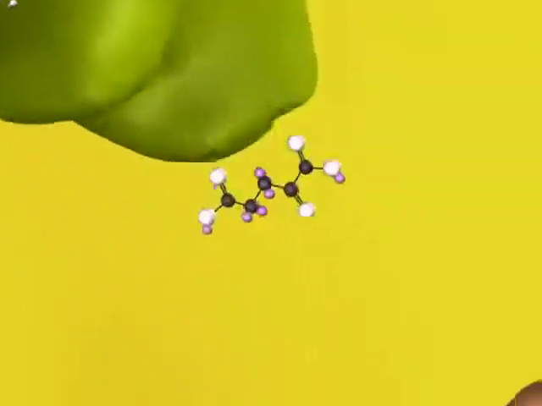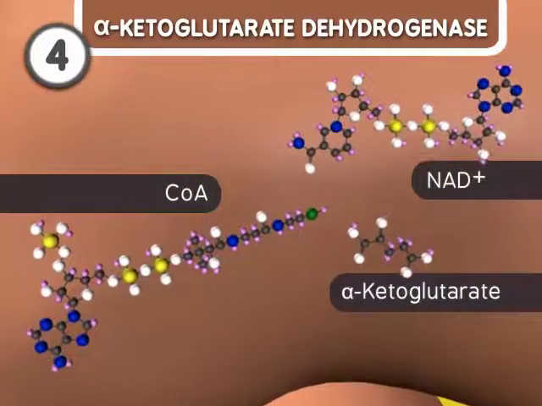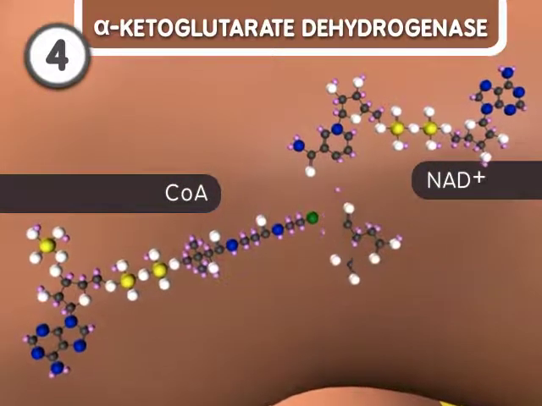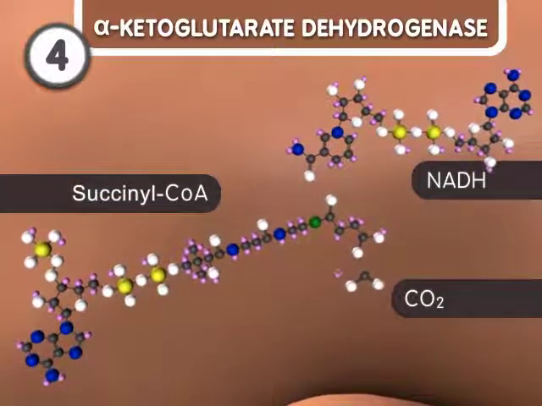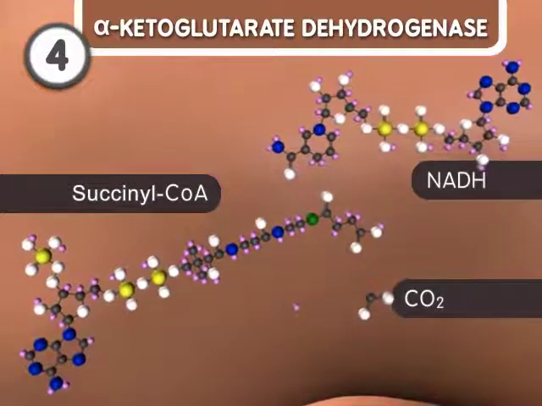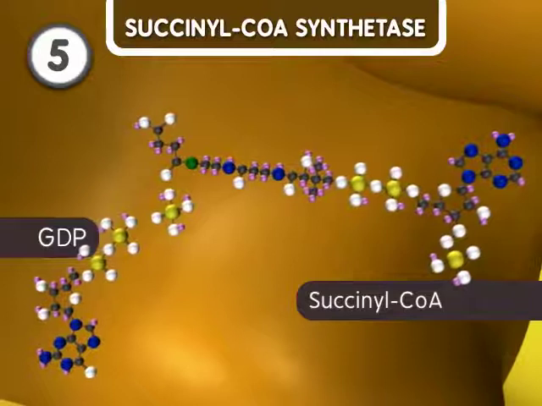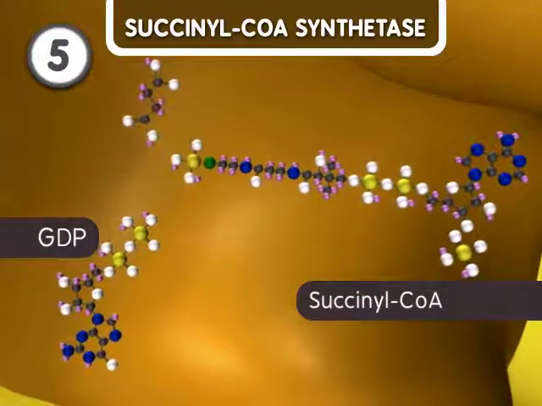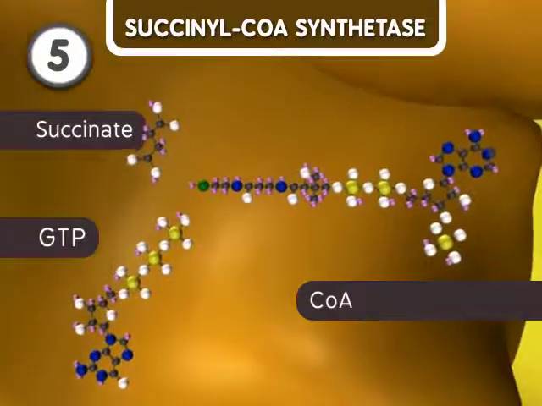In the 4th step, an enzyme called alpha-ketoglutarate dehydrogenase converts alpha-ketoglutarate into a 4-carbon succinyl-CoA. Similar to step 3, this reaction produces 1 carbon dioxide and 1 NADH. In step 5, a succinyl-CoA synthetase enzyme converts succinyl-CoA into succinate. This produces GTP, which is converted to ATP.